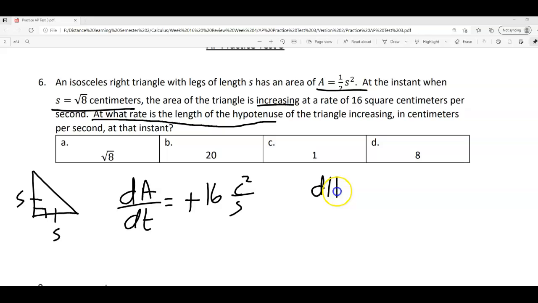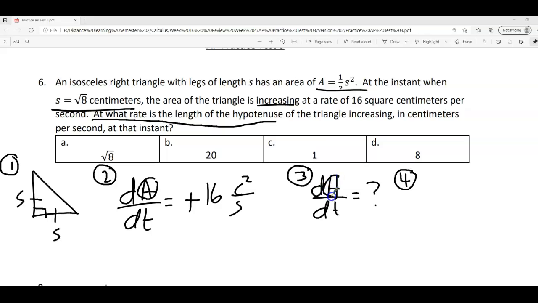So we want to know what is dh/dt at that instant. So this is a related rate question. Step 1 is to draw a picture. Step 2 is to identify what rate you're given. And step 3 is to identify what rate you want to find, which we've already done. Now step 4 is to find a formula that will connect the area with the hypotenuse.